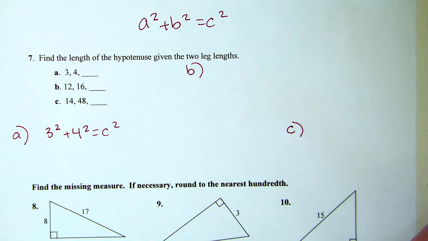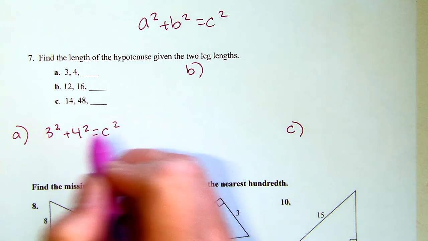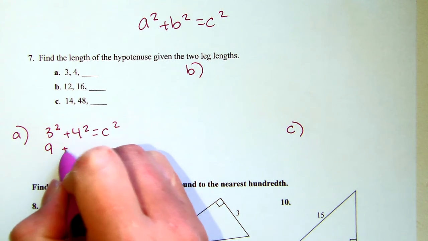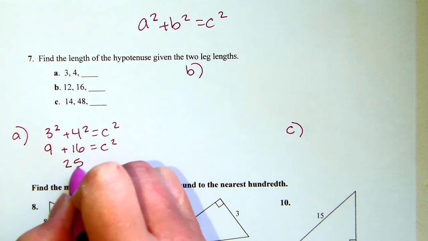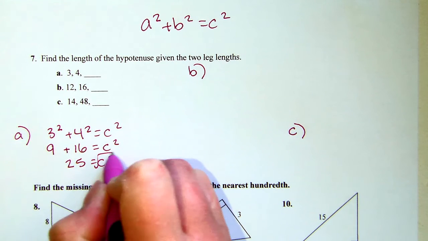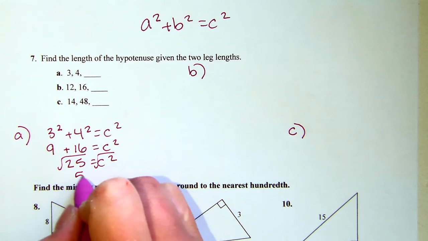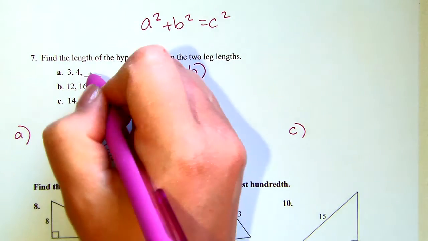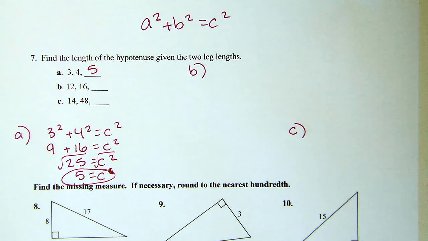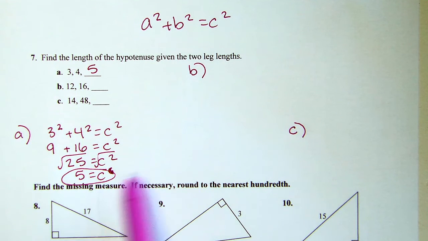Please make sure that you show me your work in this. Now, 3 squared is 9, 4 squared is 16. We get C squared, that's going to give us 25 equals C squared. The square root of 25 is 5, so 5 equals C. So we're going to put 5 in right there. Now you're going to do the same process for B and C.